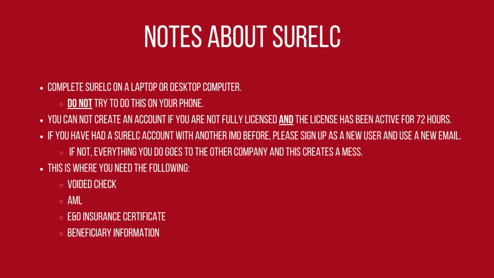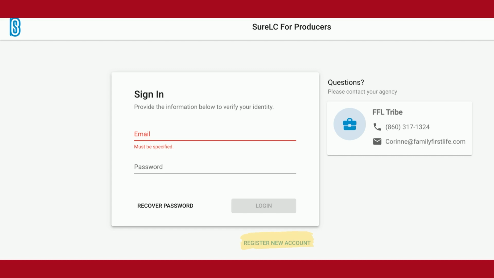Otherwise, everything that you do through this contracting process will go to the other company. And this is where you're going to need the following: the voided check, the AML certificate, E&O insurance certificate, and beneficiary information. You will be prompted to a login page.